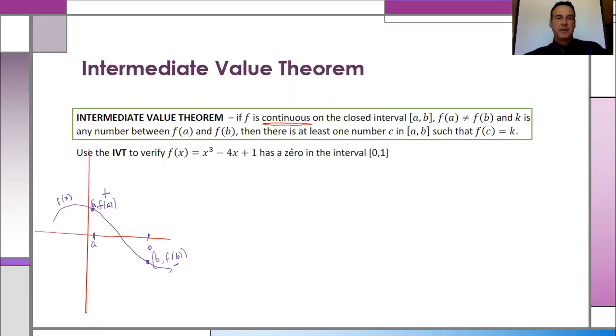Okay, so assuming that these are not at the same height, that means there must be a k between f of A and f of B such that there's at least one number c between A and B such that f of c equals k. Now, think about what this is. K is somewhere between f of A and f of B. So I know f of A goes this high. F of B goes this low. That's what the second coordinate does. It tells you how high you go.